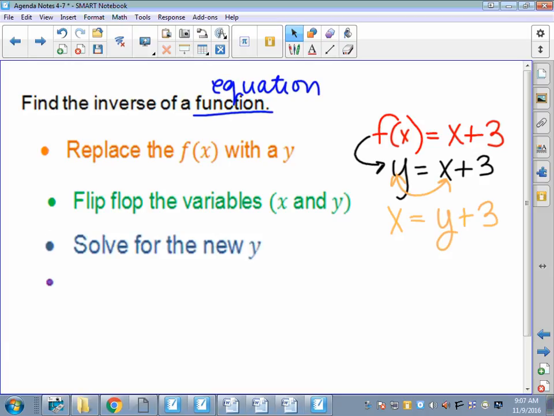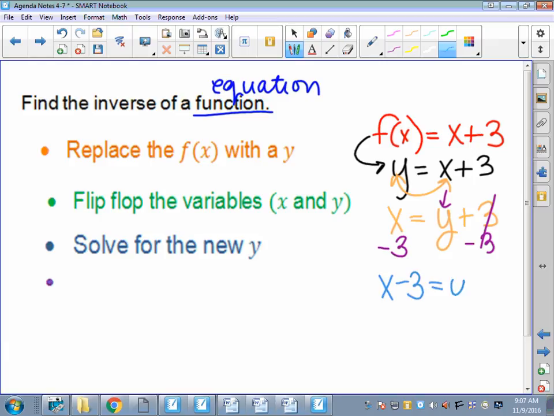Next step is to solve for the new y. So this is back to those ones where we had to figure out how to isolate the y. If I want to get that y on its own, subtracting 3 would make those cross out. So I'd have x minus 3 equals y.